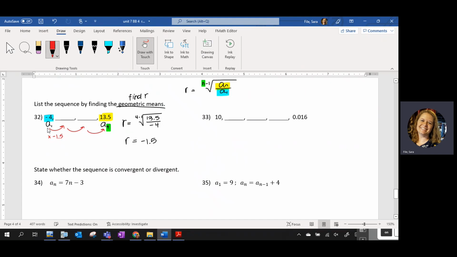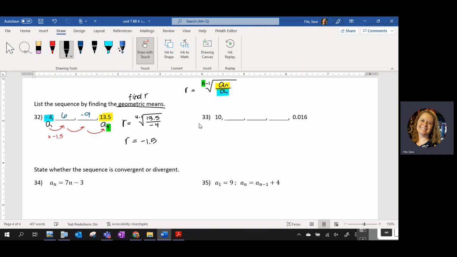So the negative 4 times the negative 1.5 was positive 6. And then positive 6 times negative 1.5 was negative 9. And then negative 9 times negative 1.5 was positive 13.5. So you can see it alternates between negative, positive, negative, positive. That tells you right there your R must be negative because that's the only way to alternate back and forth between positive and negative terms.